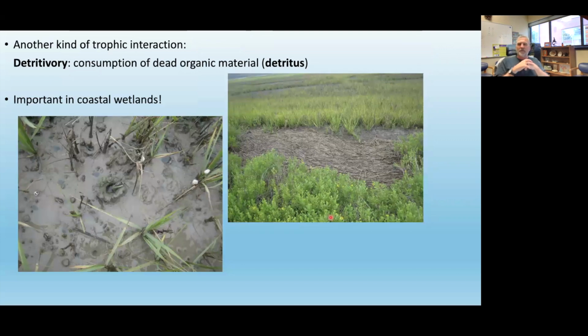Another type of interaction is detritivory, and these are organisms that consume dead organic material, detritus. This is very common in wetland environments because these plants, as they go through their life cycles, in Spartina, for instance, when it goes into senescence in the fall, as that plant dies back, that material falls to the ground, and you have all different types of invertebrates, for instance, that consume this material. So I would consider this one of the very important actions in these coastal plant environments.